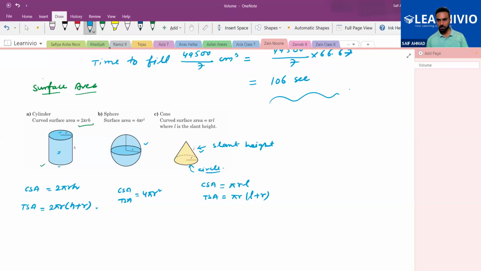Understood? For a sphere, 4 pi r square is for both the curved surface area and the total surface area, because it has only one surface, the curved surface, so there is nothing more to calculate.